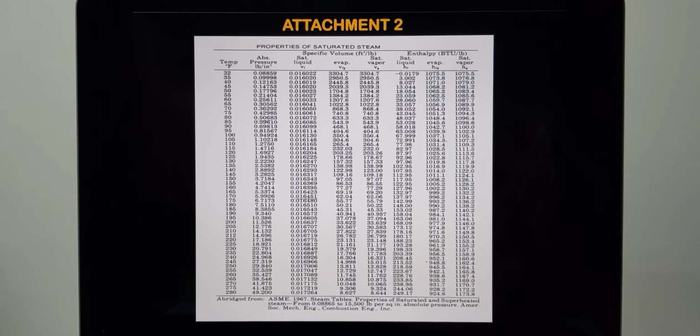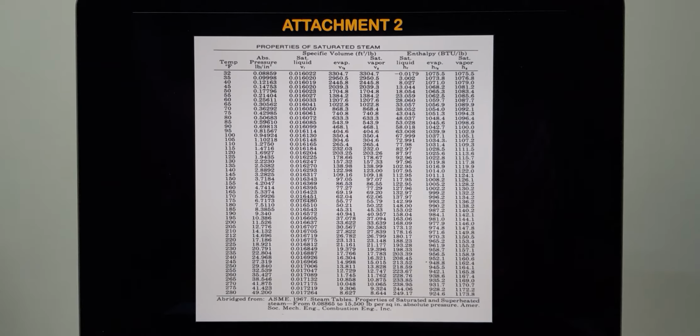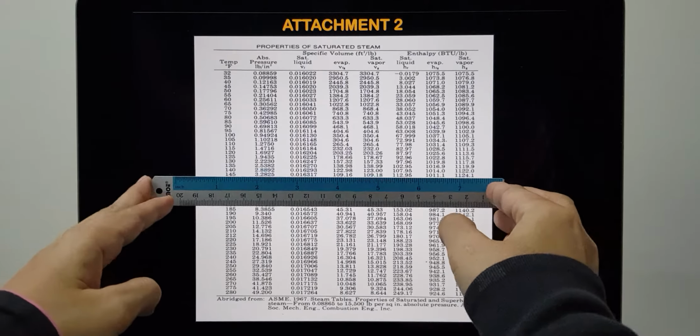Alright, so let's take a look at an example using attachment 2. Calculate the enthalpy for the following: saturated steam at 135 degree Fahrenheit, latent heat of evaporation at 135 degree Fahrenheit, as well as water at 135 degree Fahrenheit. Again, this one is very straightforward. You use attachment number 2, this particular steam table. So you look for 135. What is the value at 135?